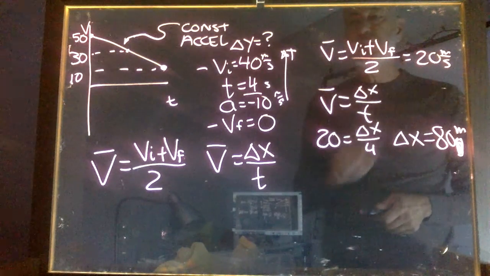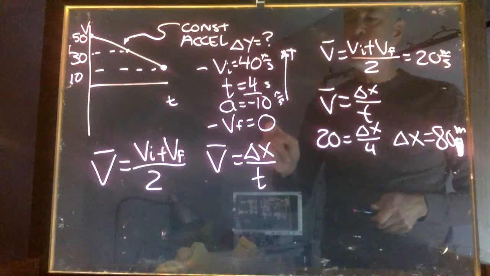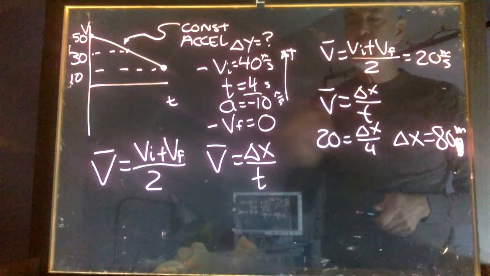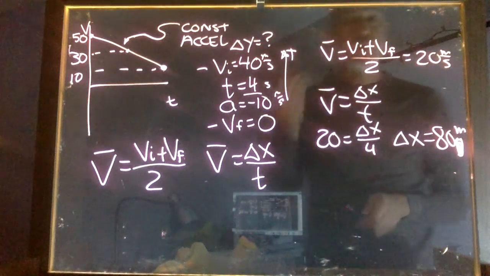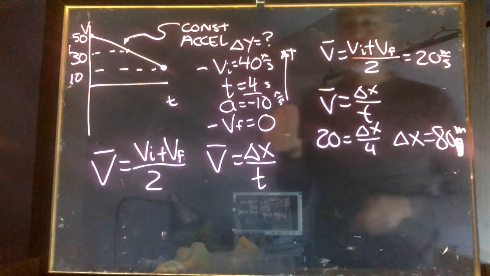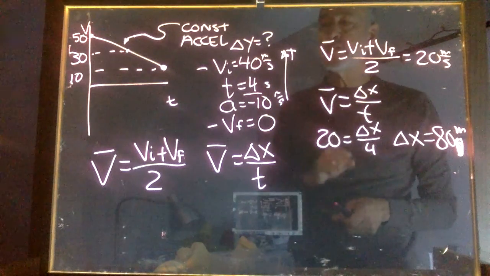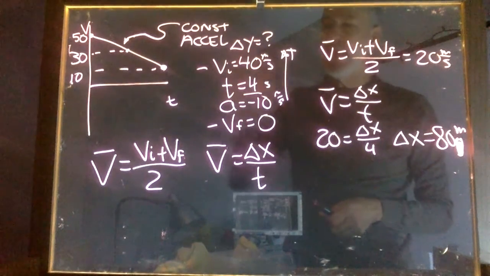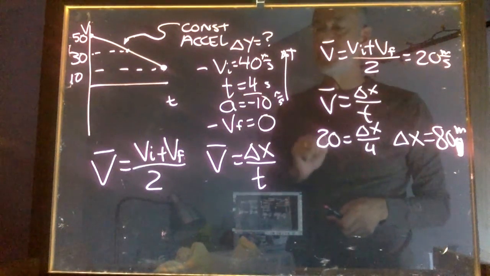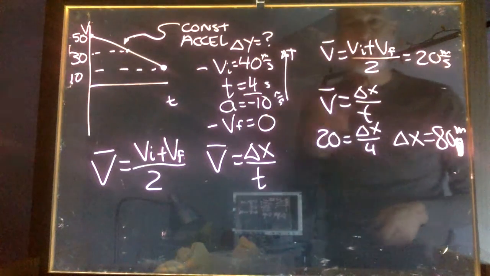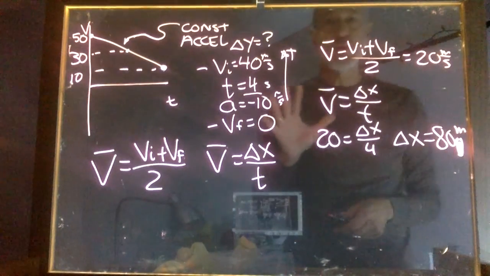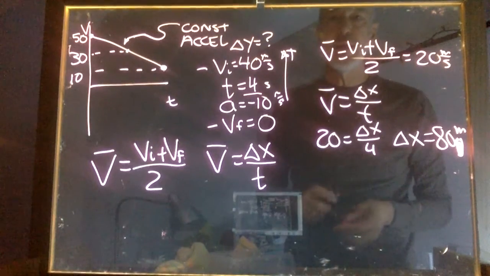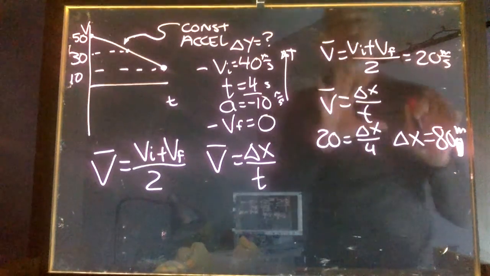But here's the advantage of this. I did this part in my head, right? It changed by 10 every second. I did that part in my head. So that was really fast for me. And then I did this, 40 plus 0 divided by 2, 20 in my head. And then I said average velocity times time equals displacement. I did that in my head, okay? There are going to be problems that are a little harder that maybe you don't want to do that. But that's one easy way to do it.